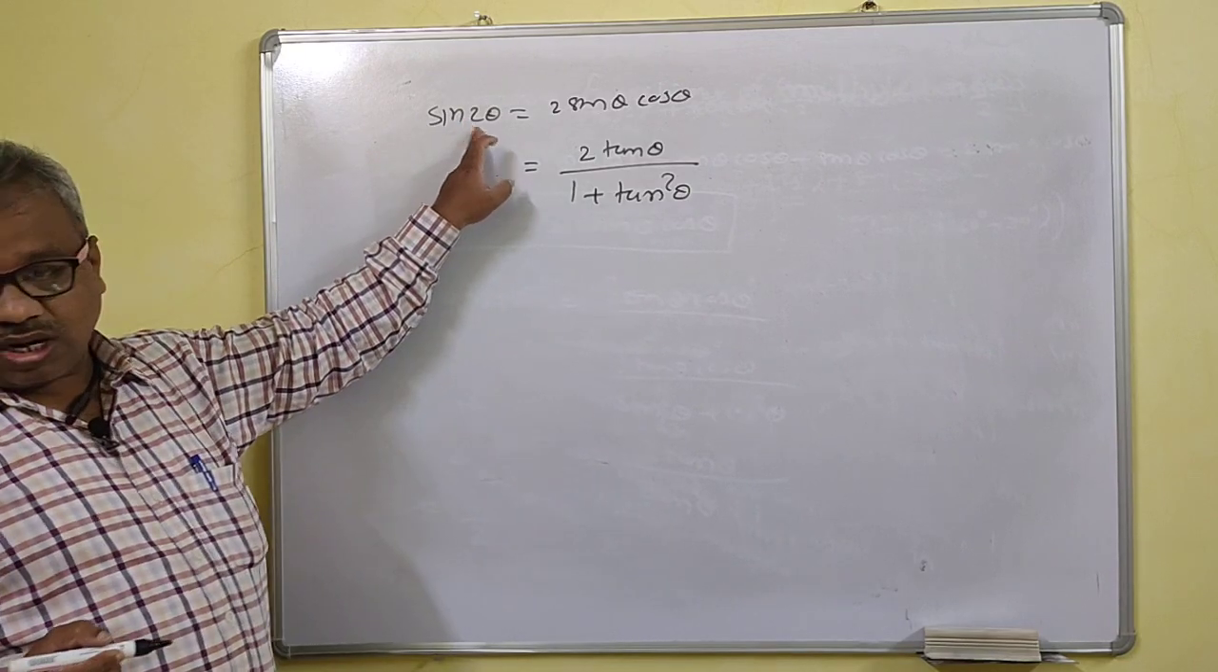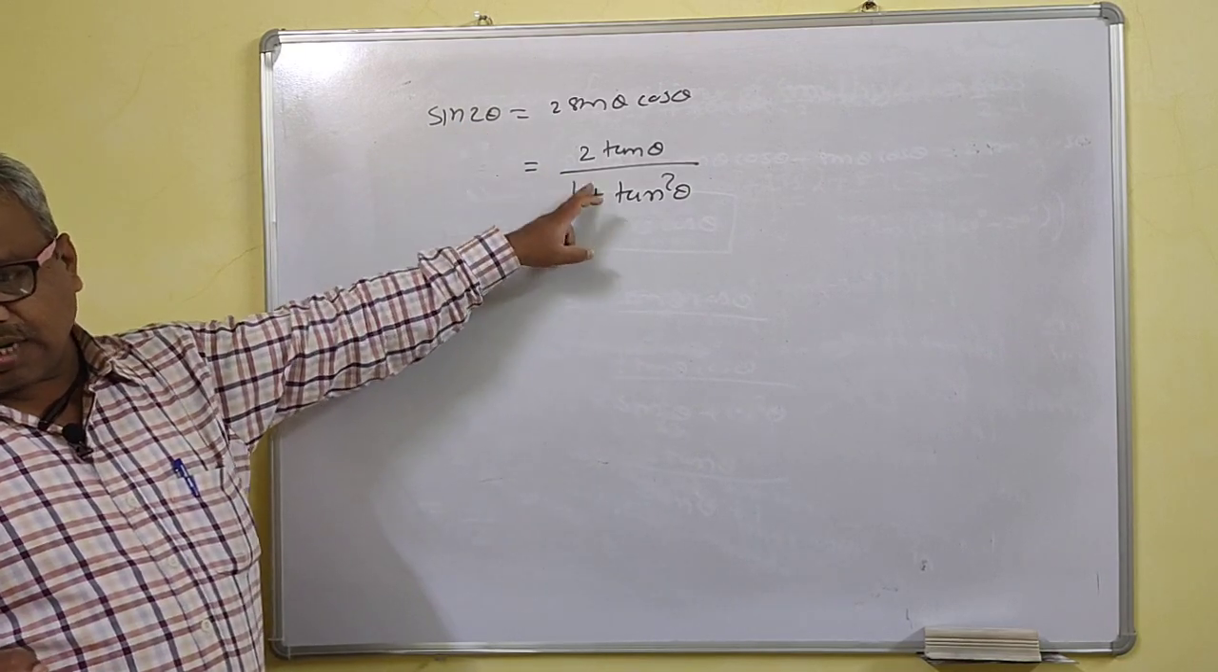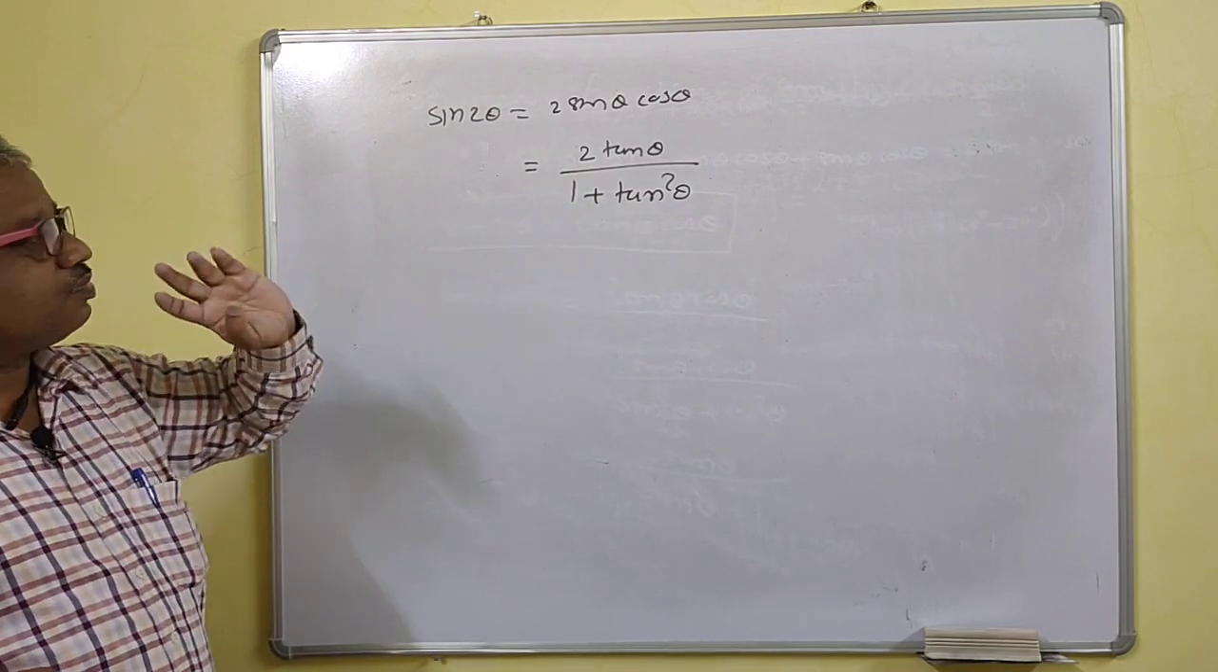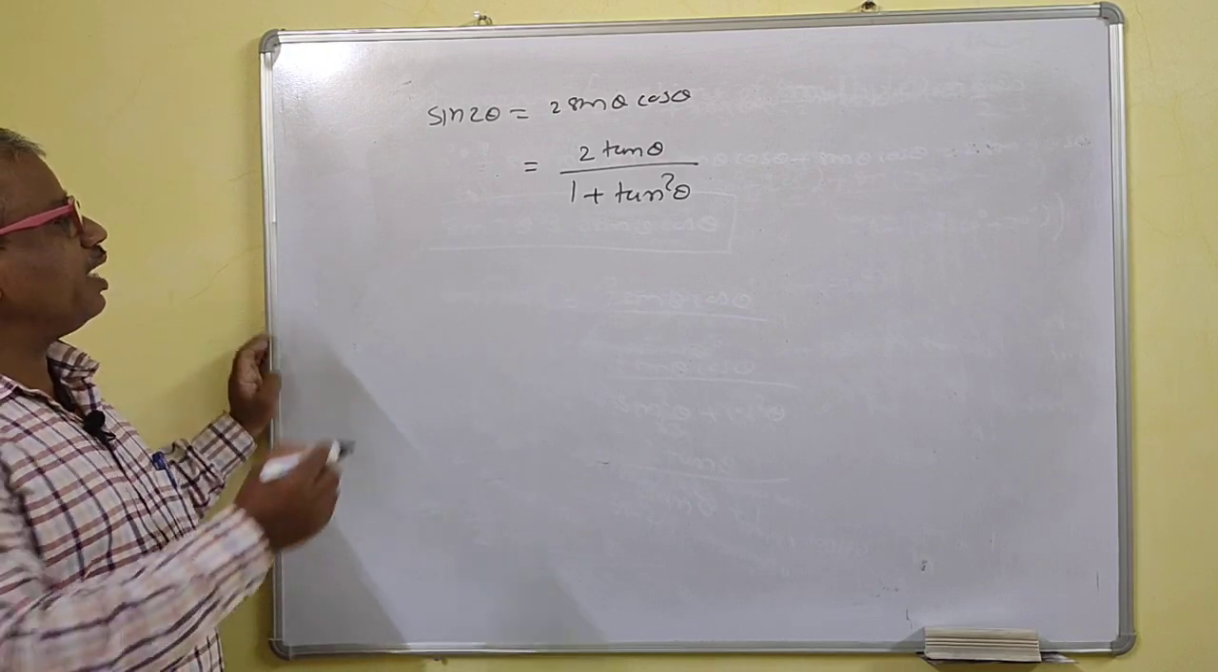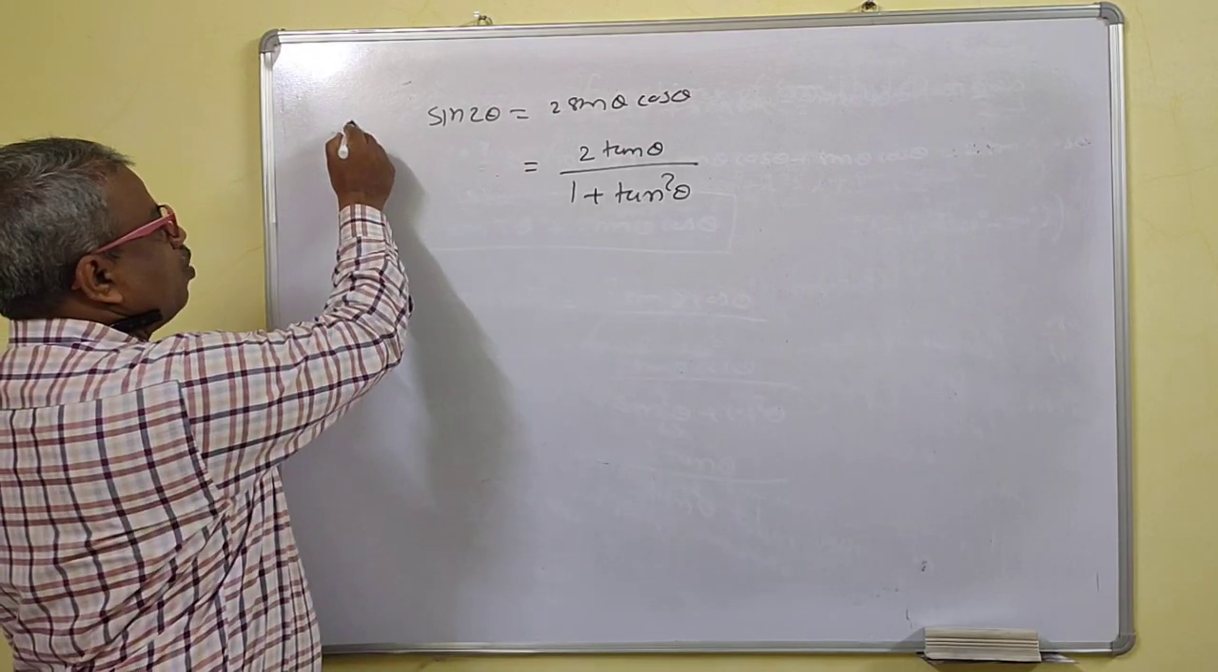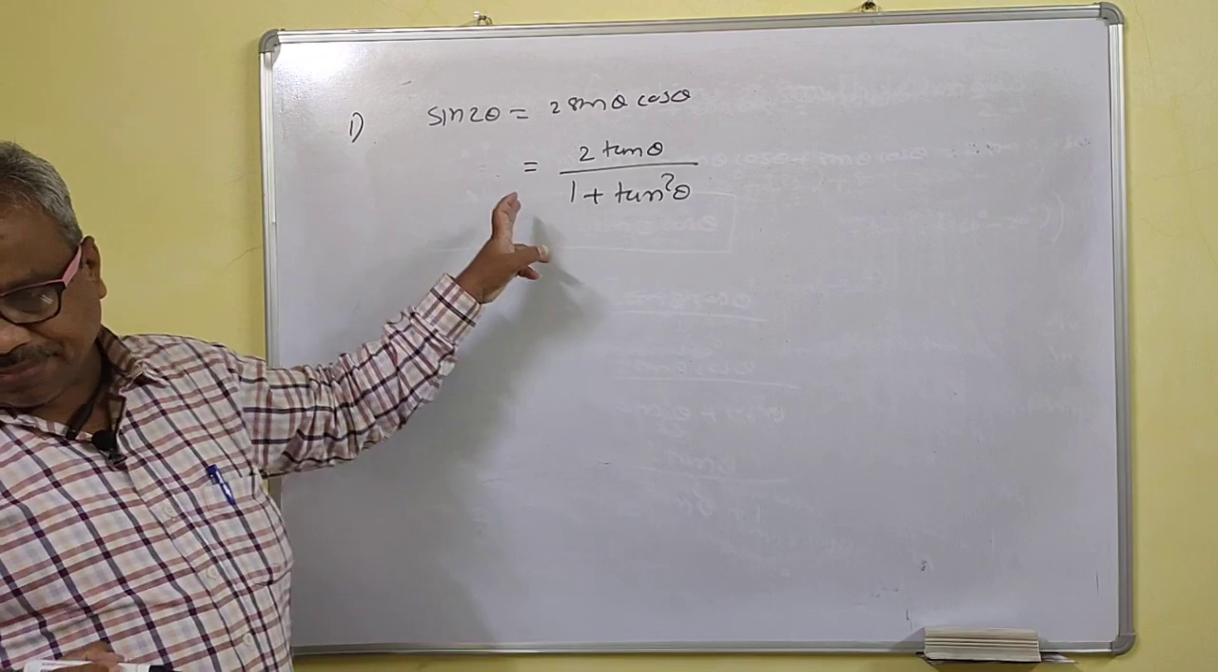So if you don't want the double angle, write the formula for this one in terms of single angle. Okay, so we get this. This is a very important formula for sin 2 theta.